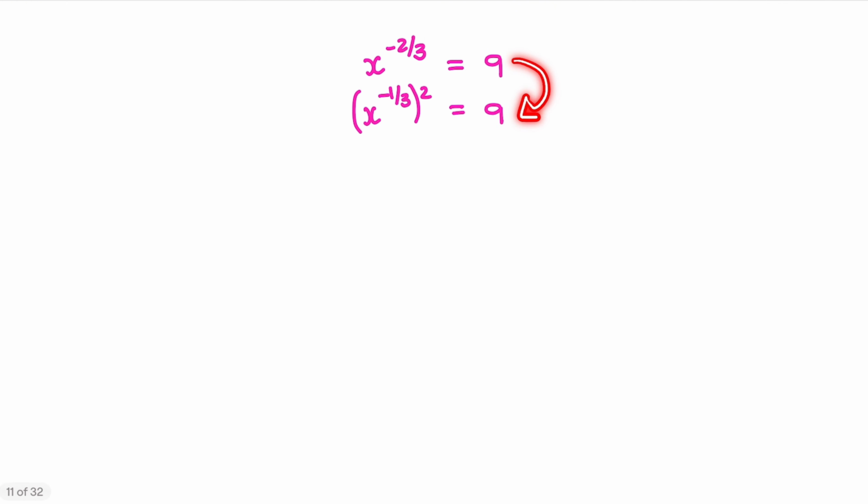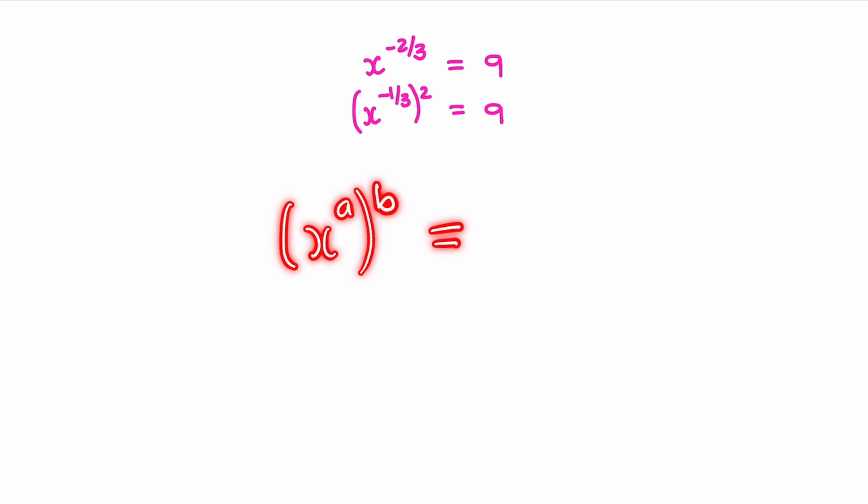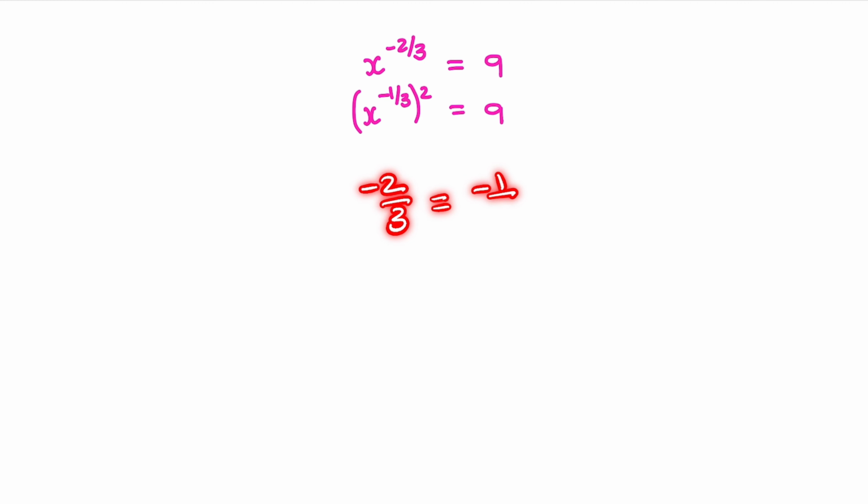Now I'm left with quite a unique equation. This does take some practice to see, and what I'm doing is rewriting x to the power of negative 2/3 as x to the power of negative 1/3 raised to the power of 2. Remember the exponent law that said if I have x to the power of a with b on the outside, I can rewrite that as x to the power of a times b. What I'm doing now is reversing that exponent law. So I'm taking this negative 2/3 and rewriting it as negative 1/3 multiplied by 2.